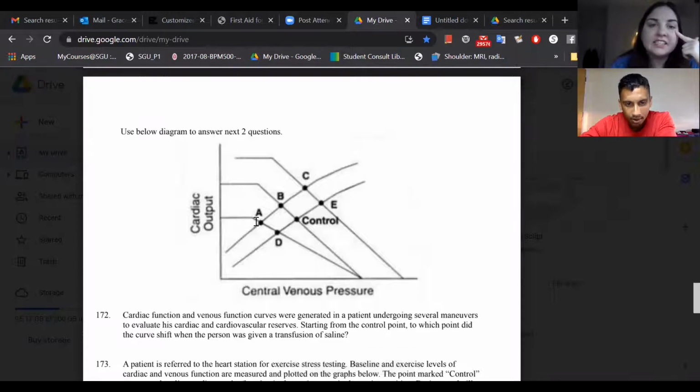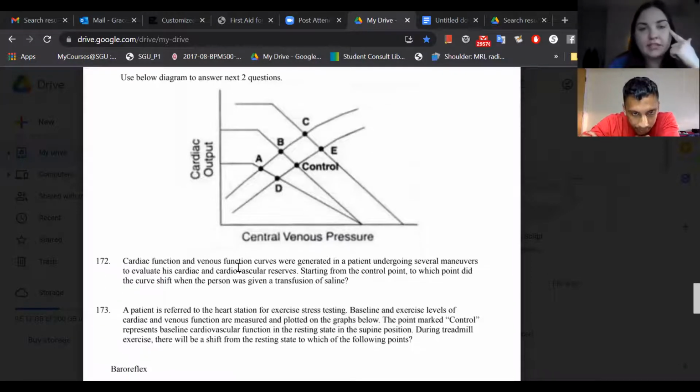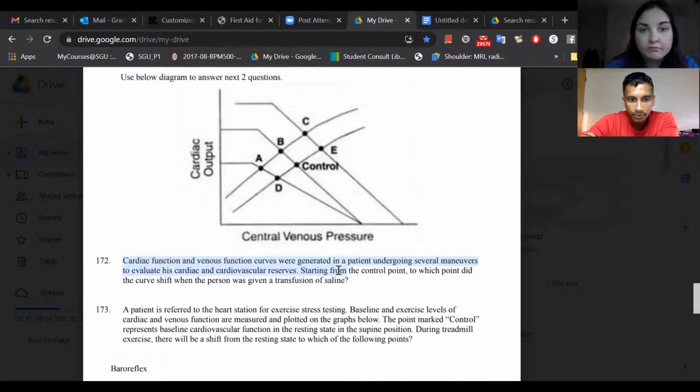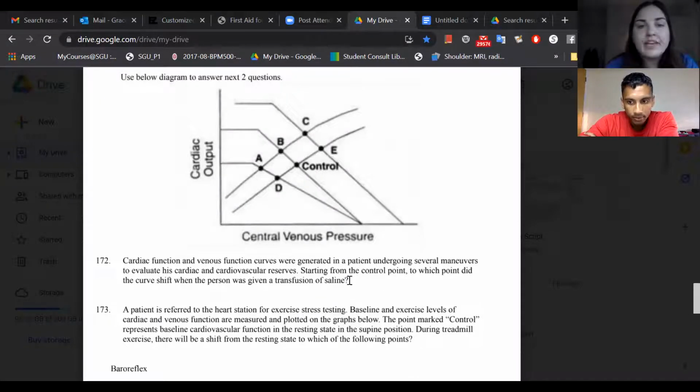Okay, and then these lines here are cardiac output, the red lines, and those go left and right. Right, so they're going to give us our first example. A cardiac function and venous function curves were generated. Starting from the control point, labeled control, what would happen if you gave a person saline?